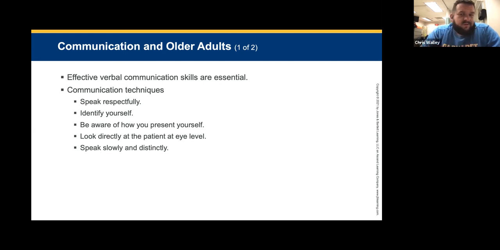So look at them in the eye. Let them know what's going on. Let them know what you're there for. Make sure that they can see you. 'Hey, sir, I know it's a little dark in here. I just want to make sure you can see me so I can talk to you and tell you what's going on.' Those may be things that you address.